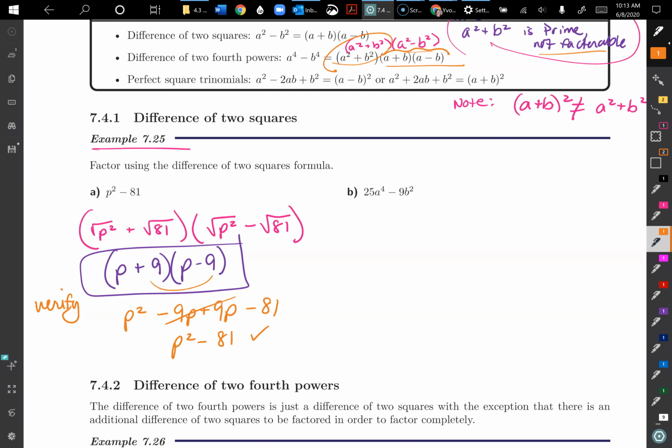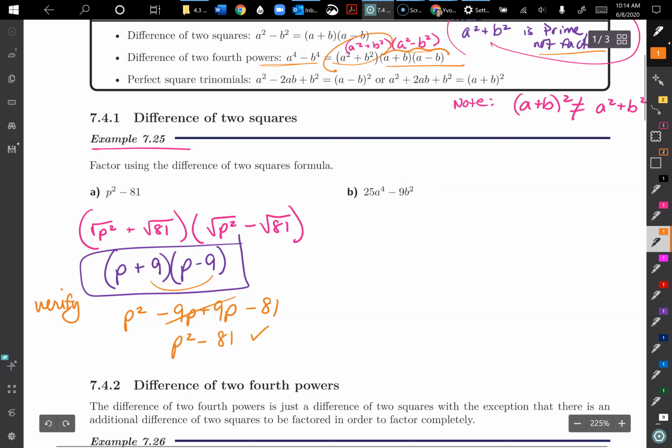Now for part B, it's a little bit different. It's not the fourth power. It's not 2 fourth powers. It's 1 fourth power and 1 square. So we're not going to follow this pattern that we were just looking at of a to the fourth minus b to the fourth. So just don't assume, make sure you look at the powers.